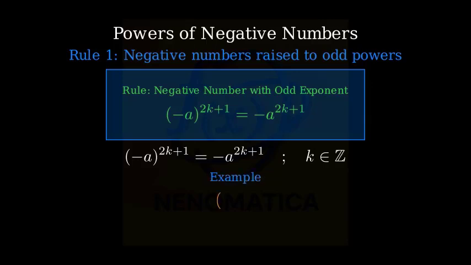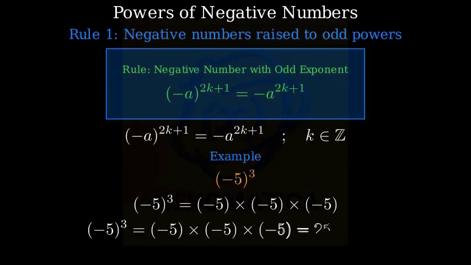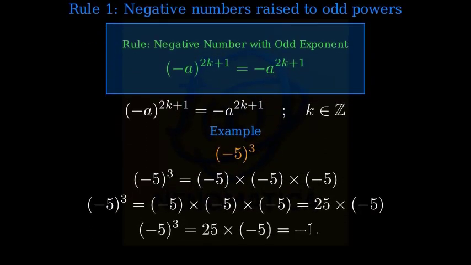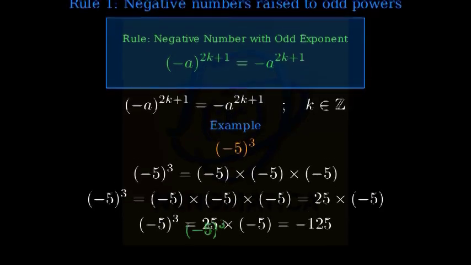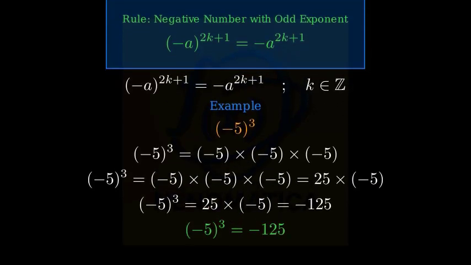For example, let's look at negative 5 cubed. Since 3 is odd, the result will be negative. We calculate this by multiplying negative 5 3 times, negative 5 times negative 5 times negative 5. So negative 5 cubed equals negative 125, a negative number. This confirms our rule. When a negative number is raised to an odd power, the result is negative.